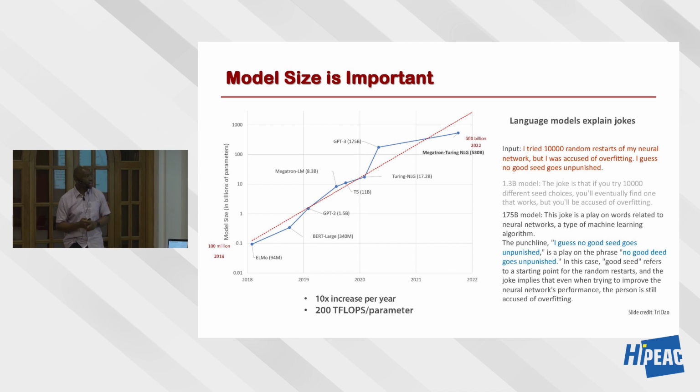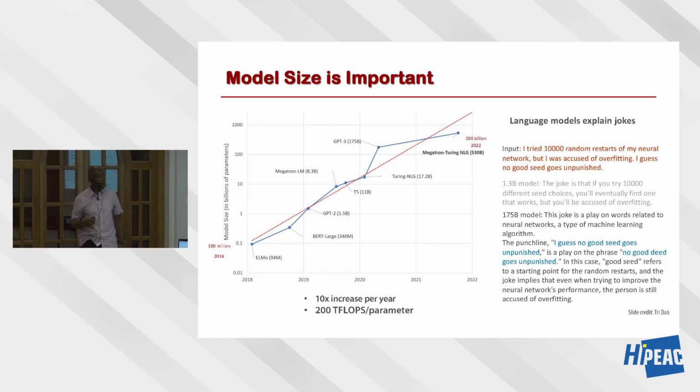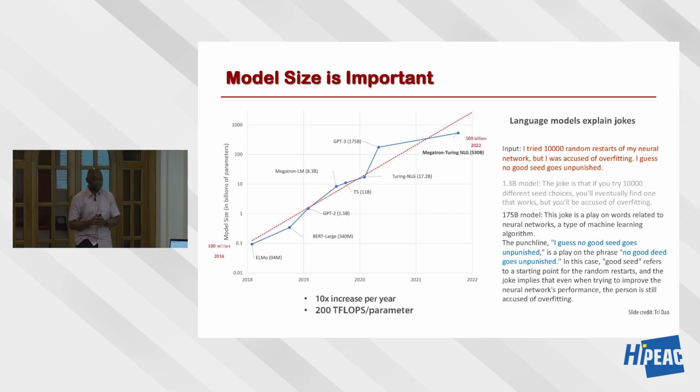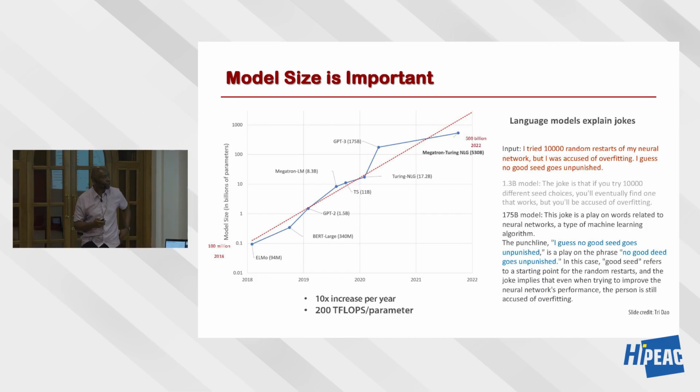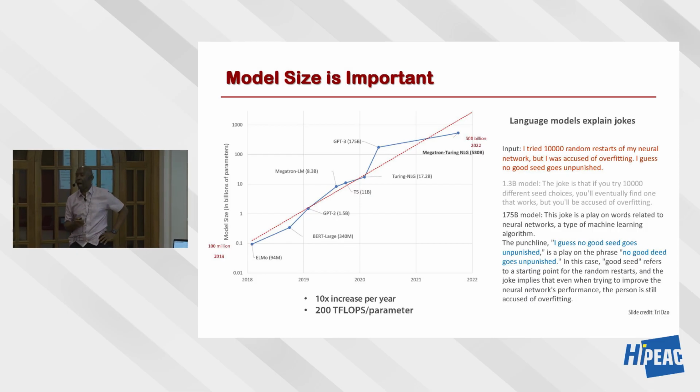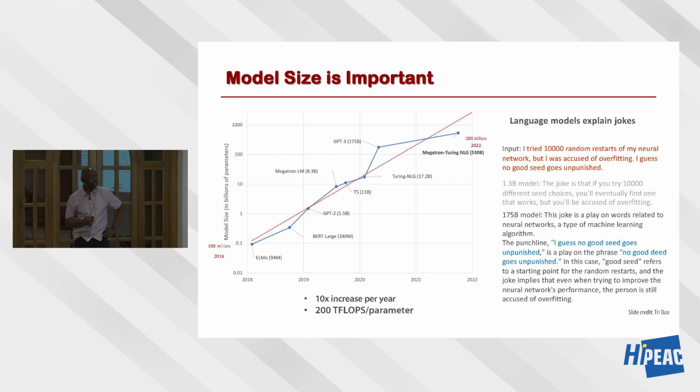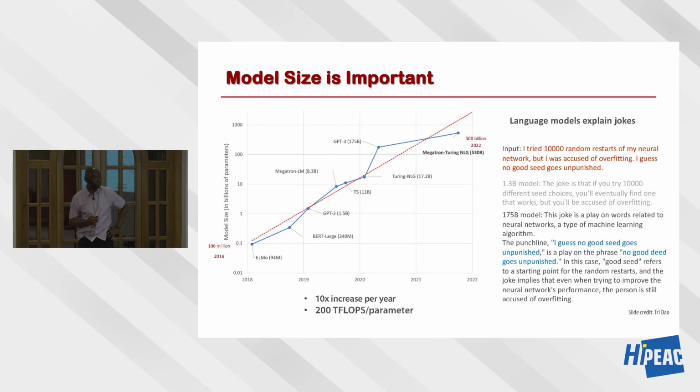And so, you continue to increase the size of the model. Of course, it takes more compute, right? Because roughly every parameter you add is another 200 teraflops of compute you need. And so there's a massive amount of compute required to continue to increase the size of the models that you want to be able to train and also serve.